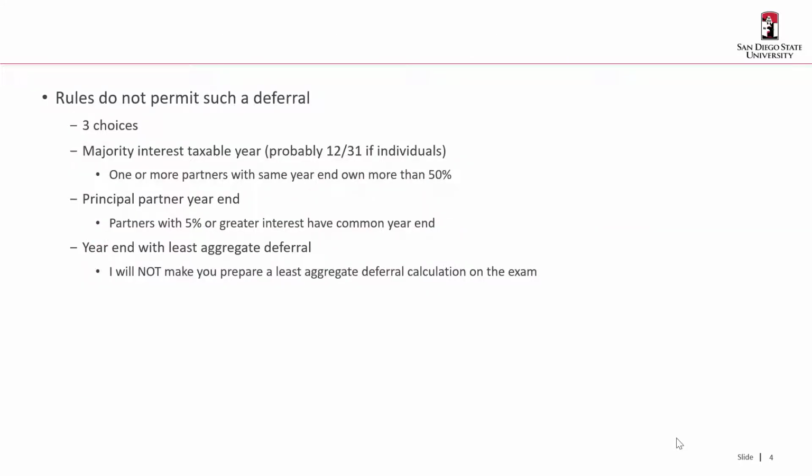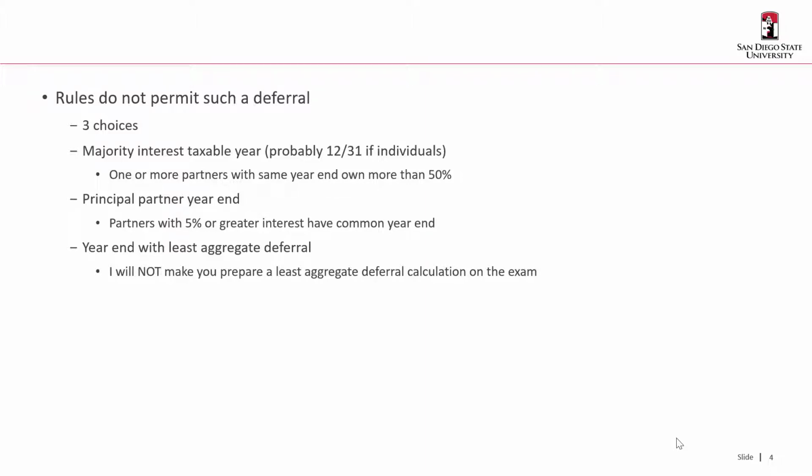So as you can imagine, the rules do not permit such a deferral. And instead, partnerships are left with three choices. Choice number one is to use the majority interest taxable year. So for example, if one or more partners with the same year end own more than 50%, if they're individuals, for example, that's probably December 31st. Therefore, the year end has to be December 31st.